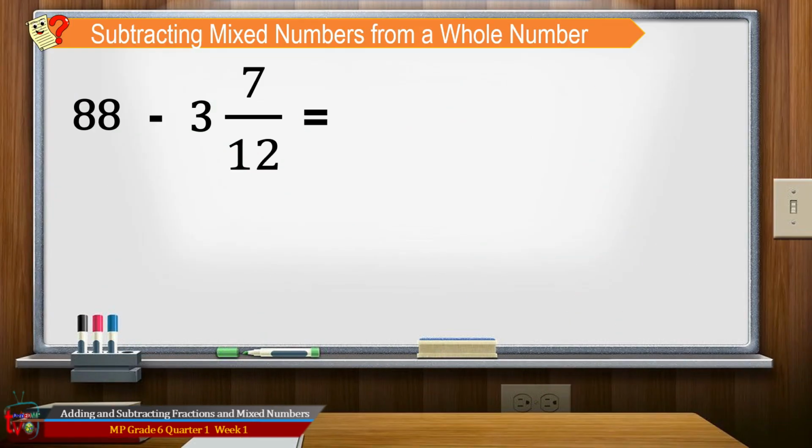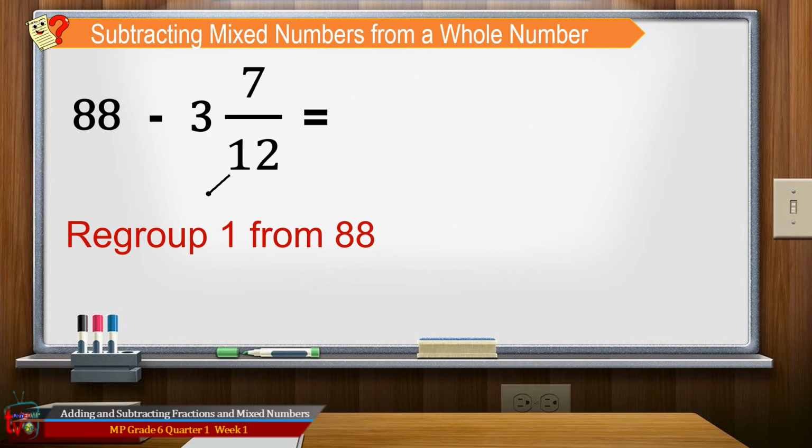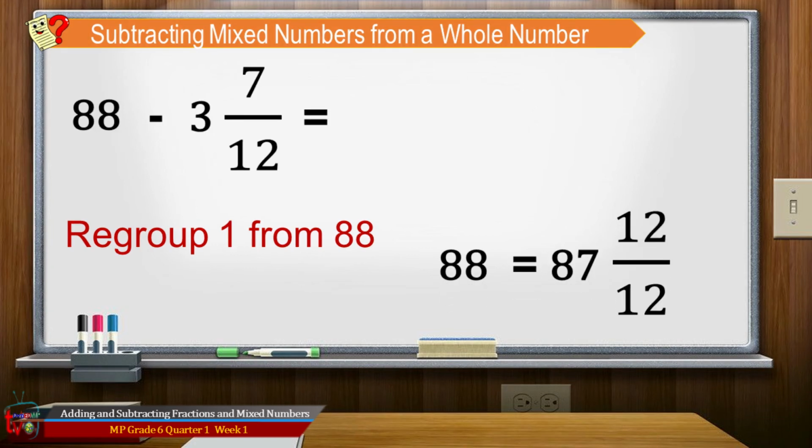Lastly, let's try to subtract mixed numbers from a whole number. Example, 88 minus 3 and 7/12. First, we are going to regroup 1 from 88 by making a fraction out of the denominator of our subtrahend. So, if we regroup 88, we will get 87 and 12/12.